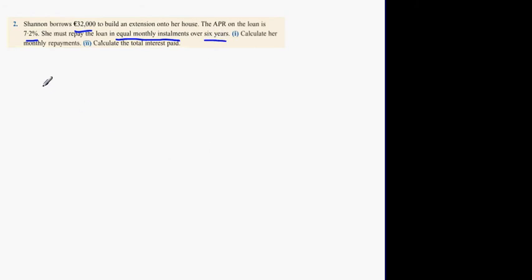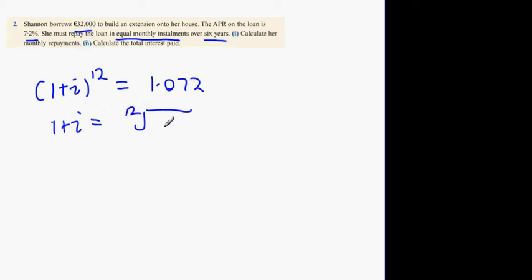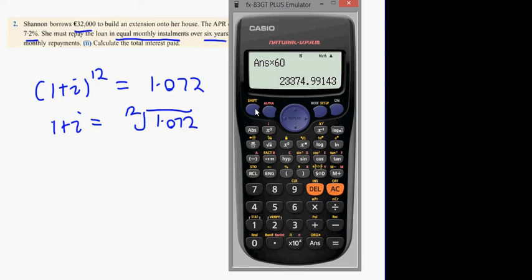So first of all, our new rate, 1 plus I, monthly, to the power of 12 equals 1.072, 7.2% per year. To find out what our 1 plus I amount is, 1 plus I therefore is going to be the 12th root of 1.072. So the 12th root of 1.072 equals 1.0058. Okay, and we're going to save that as B.